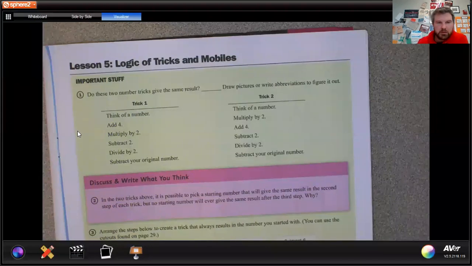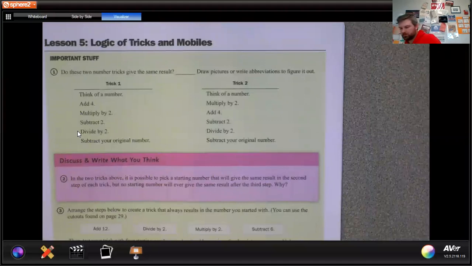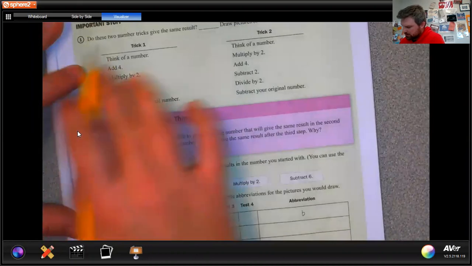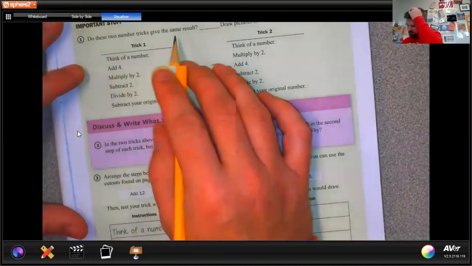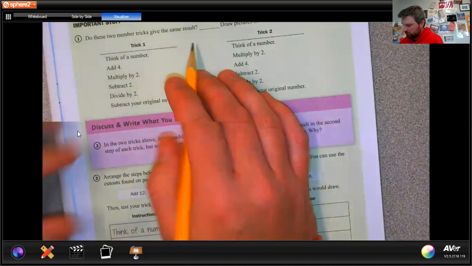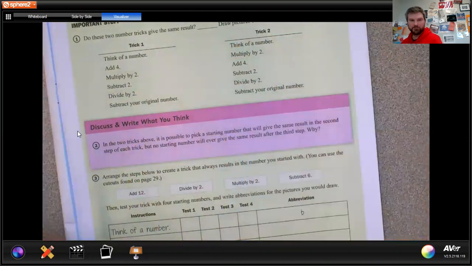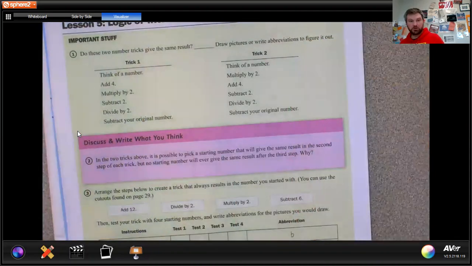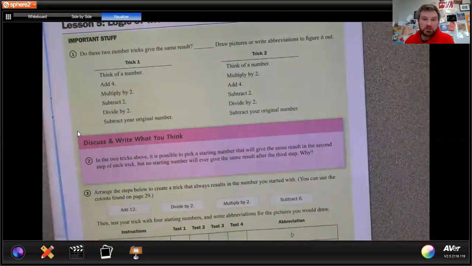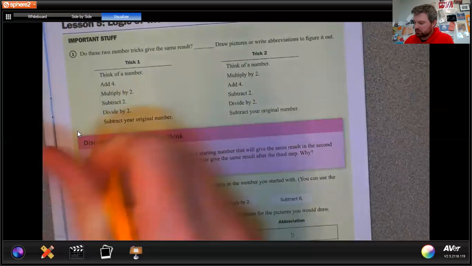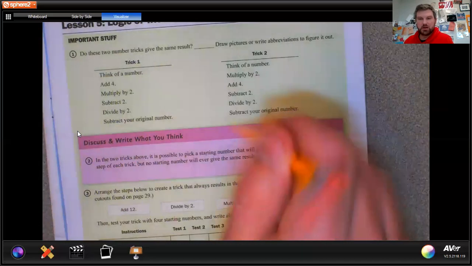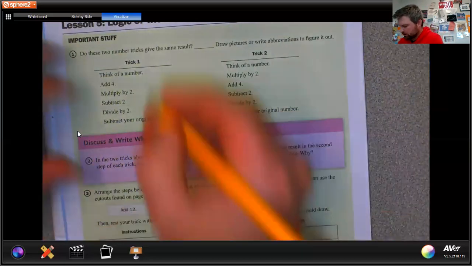Okay, so the important stuff here. Number one: do these number tricks give the same result? Draw pictures or write abbreviations to figure it out. We just have to walk through and see if we get the same result. Remember, we can use buckets, shapes, or letters. I'll do the first one with buckets and marbles, and the second one with letters and numbers. Okay, so think of a number.